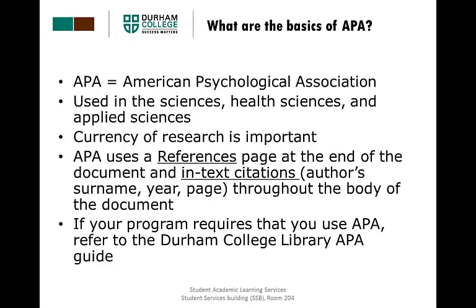So APA uses what's called a references page. Sometimes you might know it as a bibliography, but in APA we call it references. That goes at the end of your document, and that includes all the details for your sources. It includes the authors and the years and the name of the publication and maybe the website or the title of the book and so on.